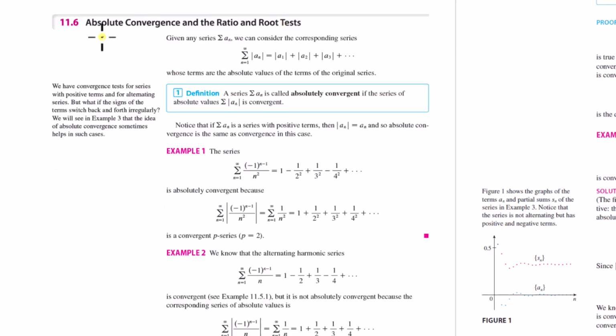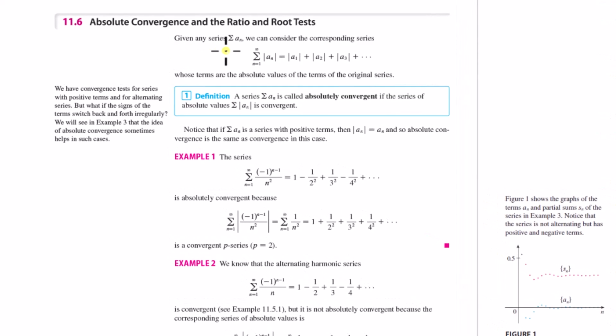So the idea of absolute convergence, in combination with the ratio and root tests, is really going to allow us to bring together all of the tests that we've already learned so far. And when you add absolute convergence and the ratio and root tests, then we can really test a large percentage of all of the series that you could create.